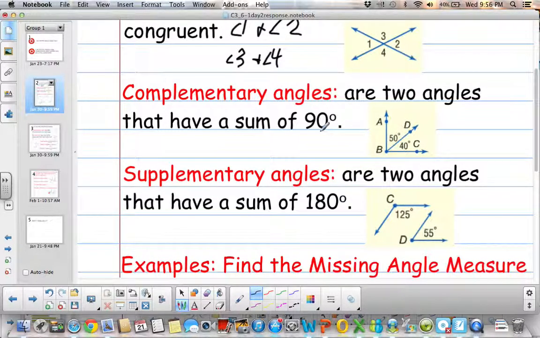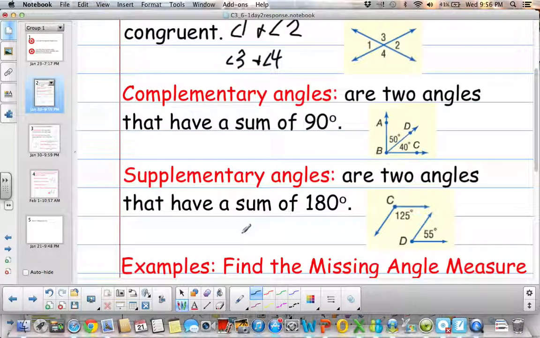Complementary angles are two angles that have a sum of 90. So if you see we have a 90-degree angle, these two angles, we would say angle ABD. Our vertex is always the middle letter. ABD is 50, and DBC is 40. 50 plus 40 equals 90.